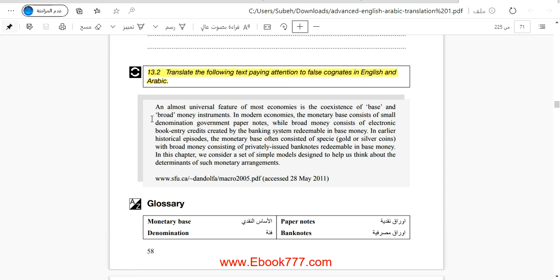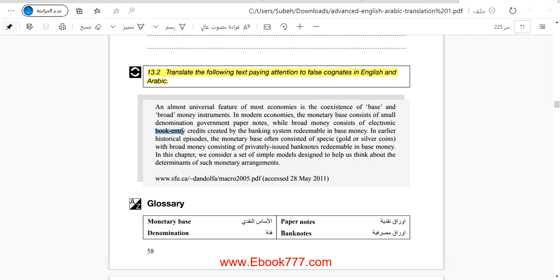Here is an extract from our book, an extract of an economic text. If you notice some phrases, for example, paper notes. The general meaning or translation of paper is ورق, and notes, ملاحظات, right? But in the economic context, it's translated as أوراق نقدية. Notes are translated as أوراق, paper as نقدية. However, in bank notes, notes is again translated as أوراق, and bank as مصرفية. So, be careful that some words are not translated literally. They have a specific translation in economic text.